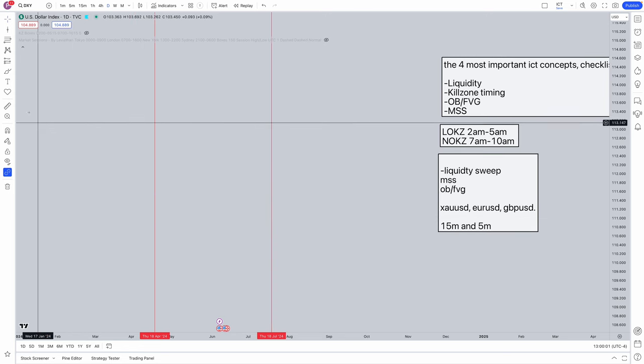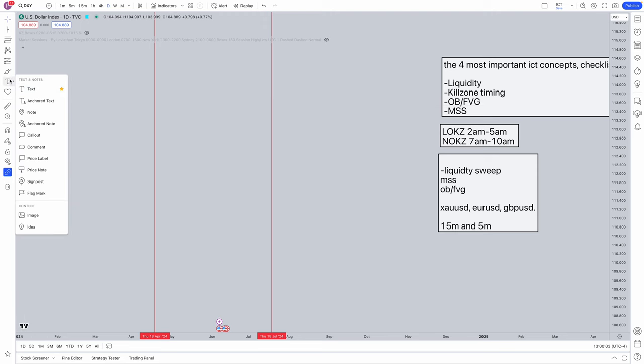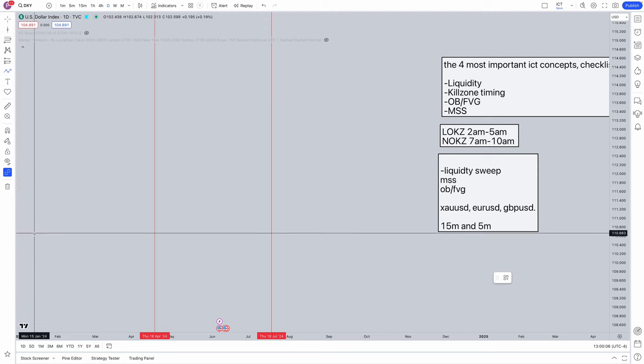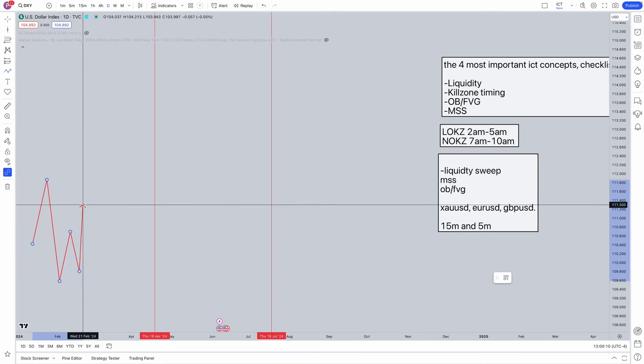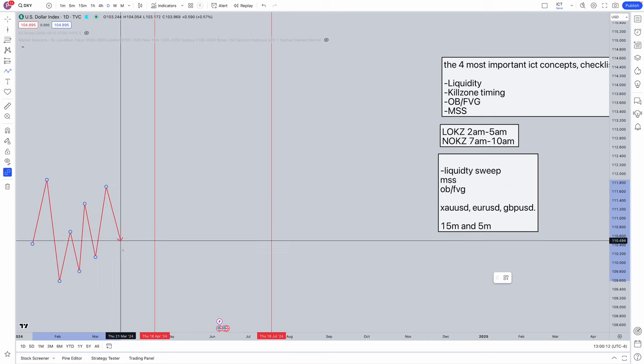So once you've marked that out, prior to your session starting, you're going to have no bearing on price whatsoever. So if price wants to go up, down, sideways, whatever it wants to do, you have no bearing on price whatsoever. Okay, guys.